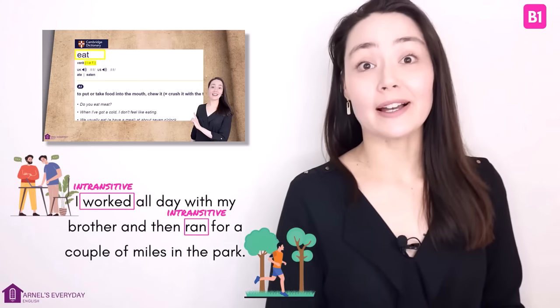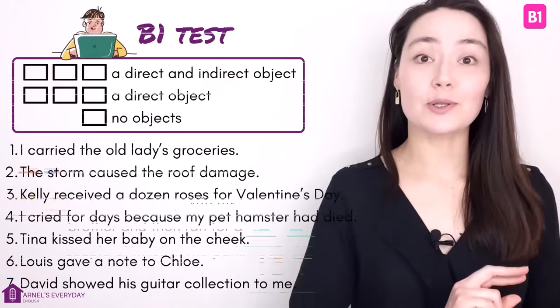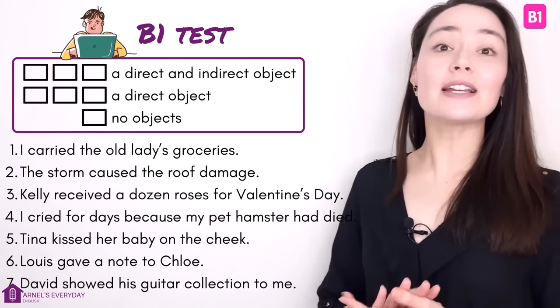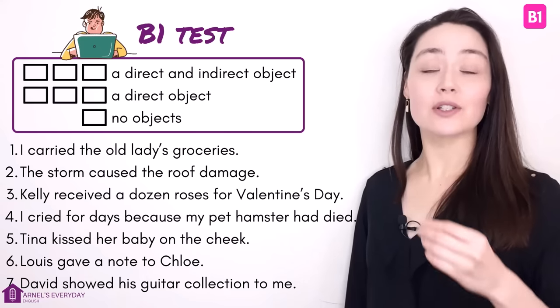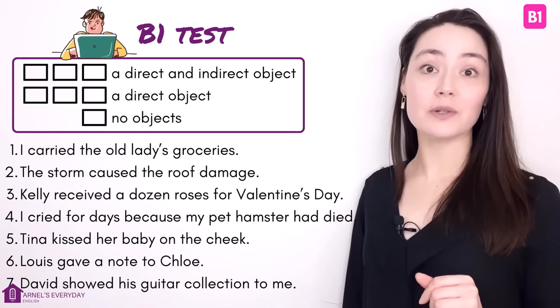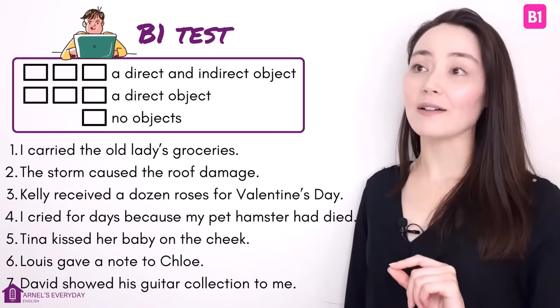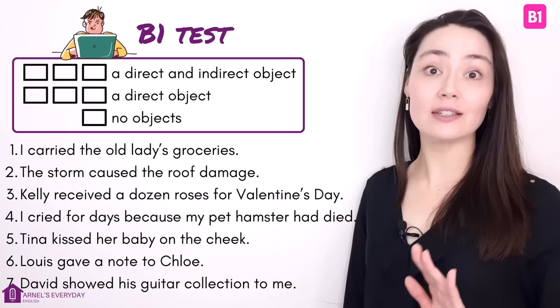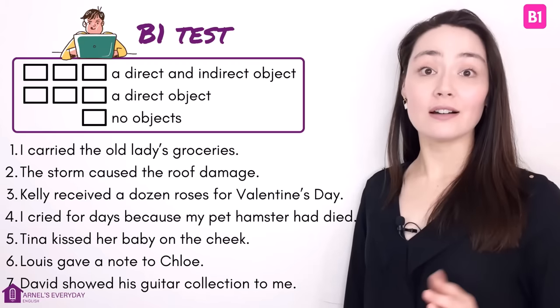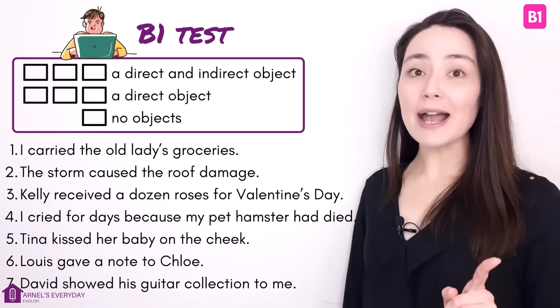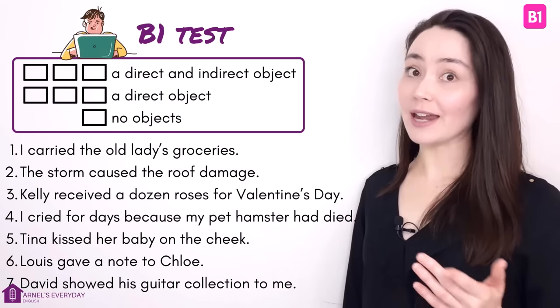Okay, I am back. Let's do test number two. I have seven examples here. Three sentences have a direct object and an indirect object. Three sentences have just a direct object. And one sentence doesn't have any objects. Can you match the sentences to the categories?